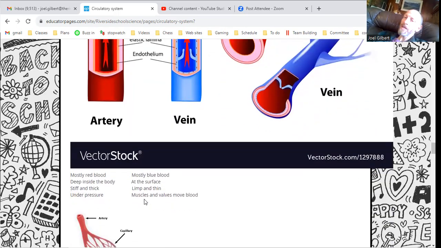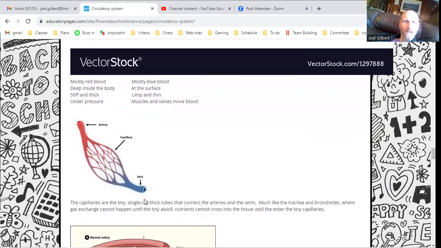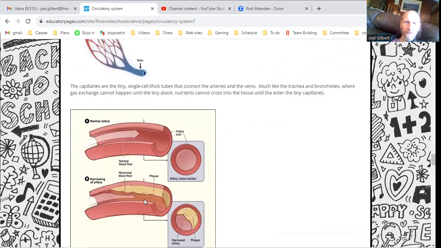Arteries are usually red, with oxygenated blood. Veins have deoxygenated blood, which is sort of purplish, not blue per se, but purplish. So that's them in a nutshell.